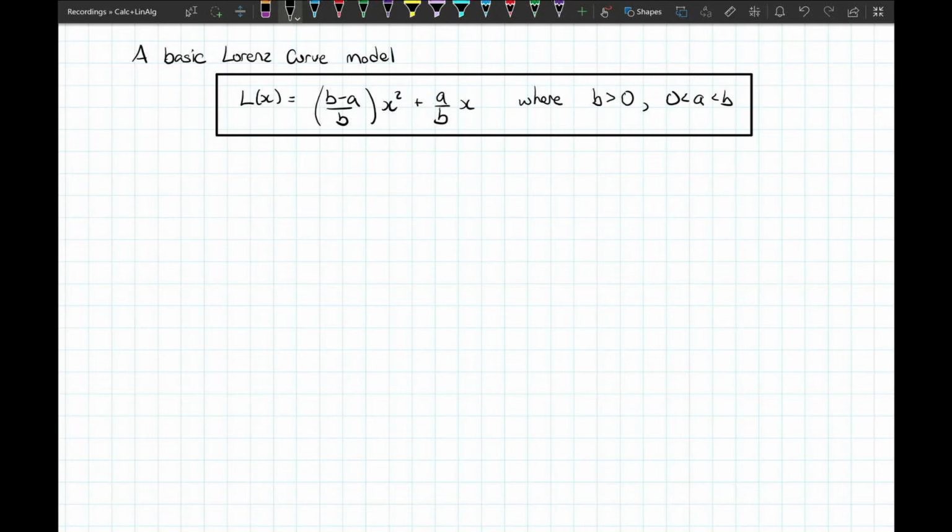We can also check by plugging in x equals 1 that we end up with (b minus a)/b plus a/b, which is equal to b/b, and that's equal to 1, so that criteria is obeyed. By taking a look at the derivative of this function, since a and b are always positive, we can see that this derivative is always positive.